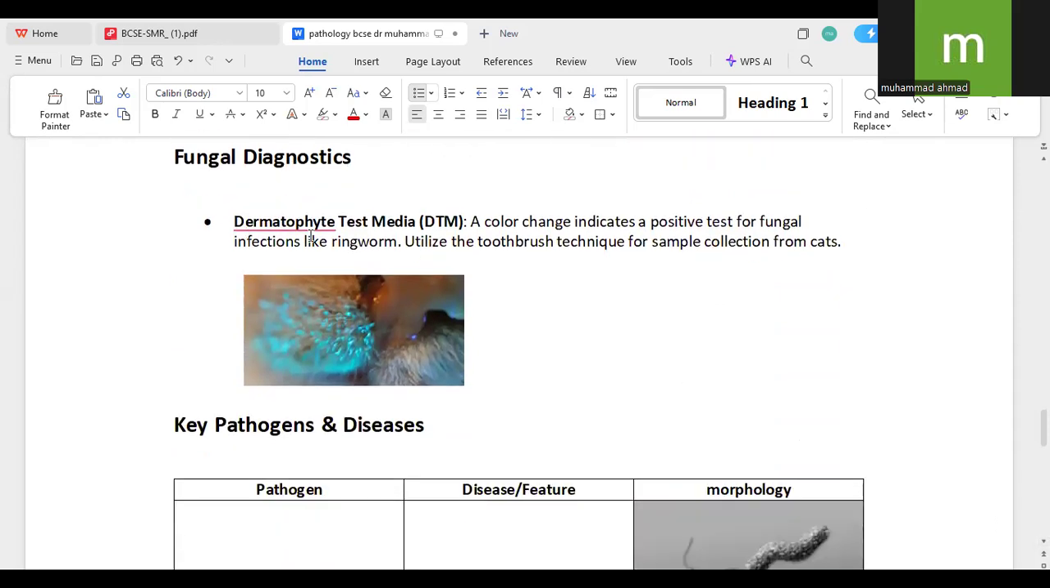Fungal diagnostic: dermatophyte test. A color change indicates a positive test for fungal infection like ringworm. Different fungi give different colors when we put ultraviolet light, but dermatophyte gives that color. Utilize the toothbrush technique for sample collection from the cat. So when we put ultraviolet light on the dermatophyte, it will give that color.